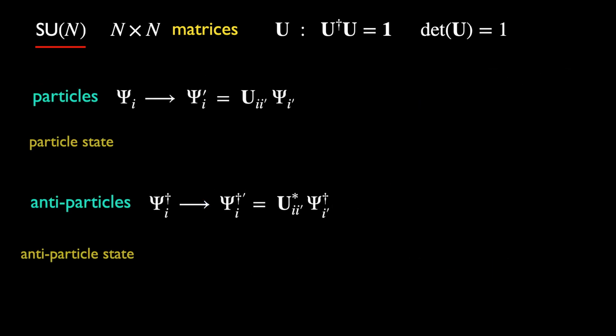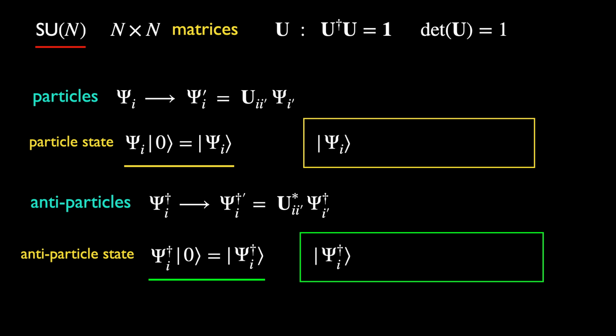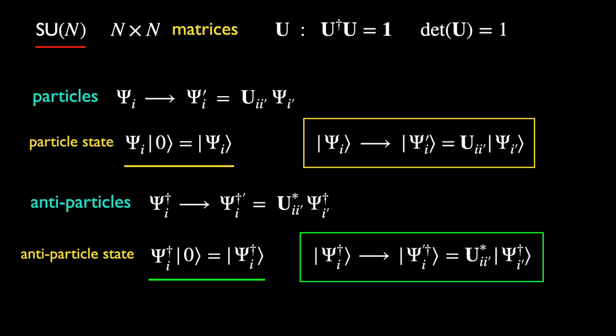The particle and antiparticle states of a given flavor, labeled by I, are produced by their field operators acting on the vacuum state. And the way these states transform under the SU(N) symmetry is thus determined entirely by how the fields transform.